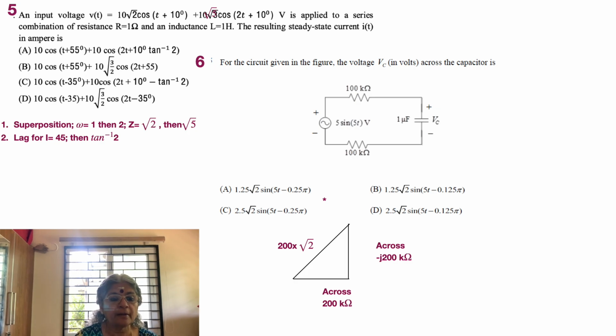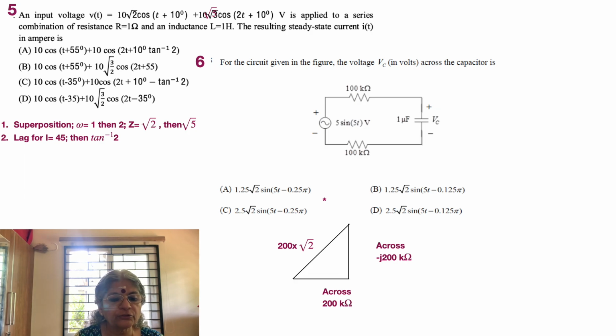Okay, since both the numerator and the denominator in a potential divider will be in kilo ohms, we'll just take the numerical value. So we have the square root of 2 squared plus 2 squared, or 2 root 2, on the denominator, and 2 on the numerator, because we are trying to find the voltage across the capacitor. So we have 2 by root 2. So 5 into 2 by root 2 is equal to 2.5 into root 2.